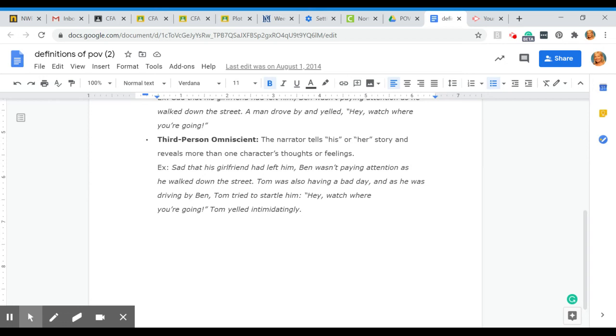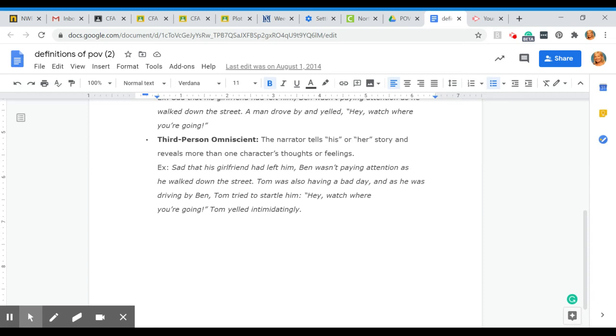Okay, in this one, sad that his girlfriend had left him. Ben wasn't paying attention as he walked down the street. Okay, that's one. We know how Ben's feeling. He's feeling sad. Tom was having a bad day. As he was driving by Ben, Tom tried to startle him. Hey, watch where you're going, Tom yelled intimidatingly.